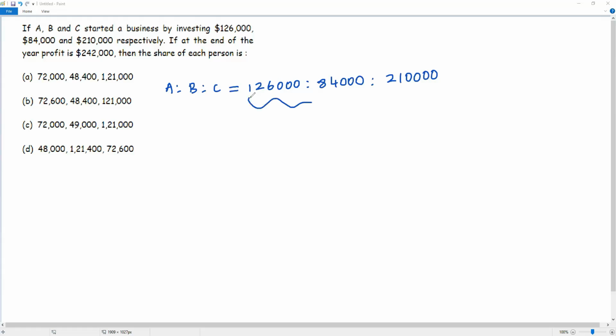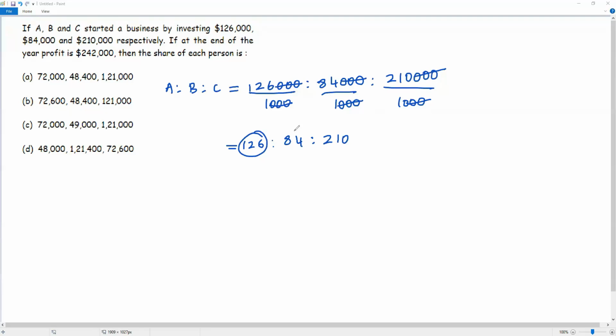If I simplify this ratio, the numbers will become smaller, and the further calculation in this problem will be easier. To simplify, I have to look at the common divisor for all three terms. Clearly, all three numbers are multiples of 1,000, so I can divide each term by 1,000. Three zeros will cancel out in each, so I'm getting 126 to 84 to 210.